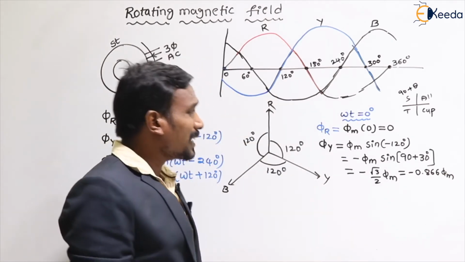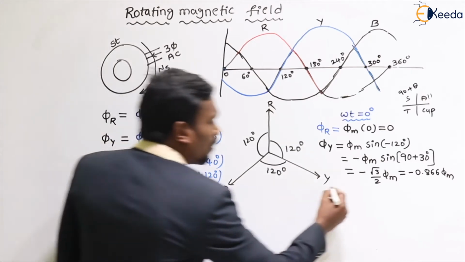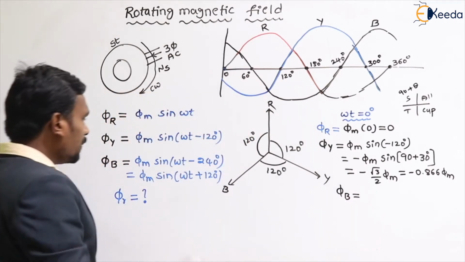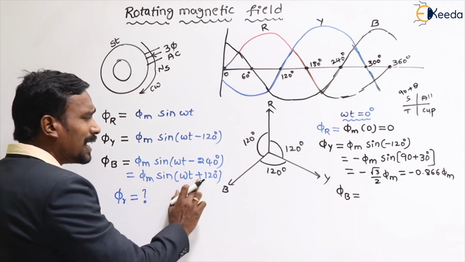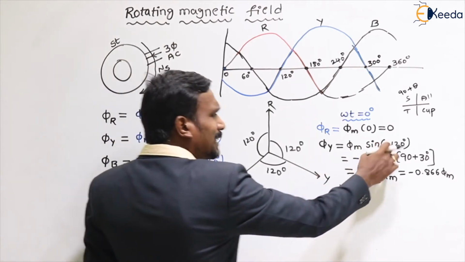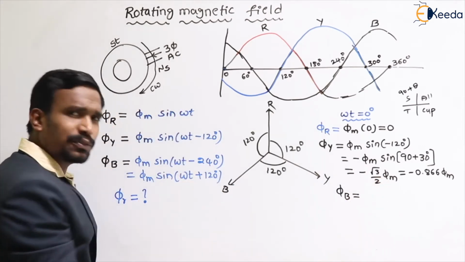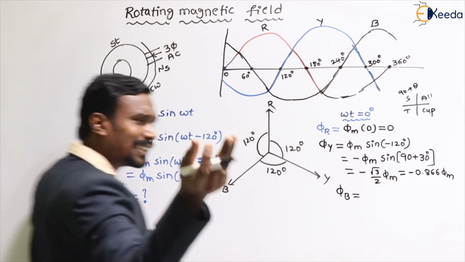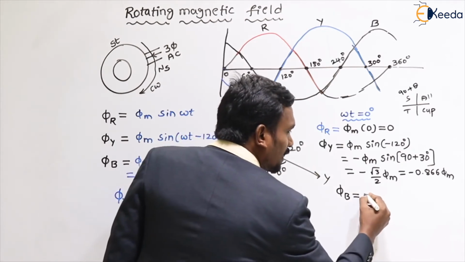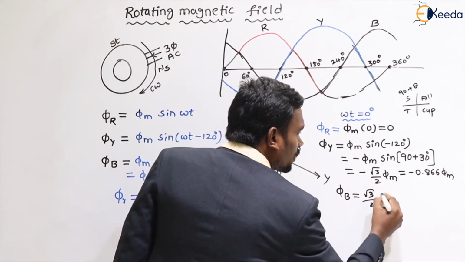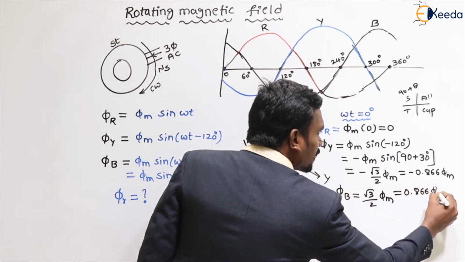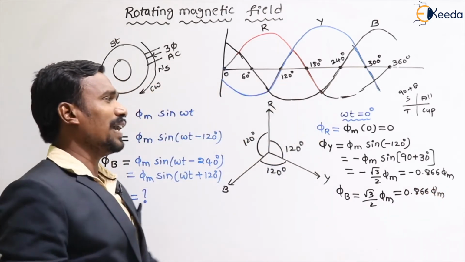Next, can you calculate for the B phase? Phi B is equal to phi m into sine of omega t plus 120. If it is minus 120, this is the value. If it is plus 120, you will know the answer. Tell me, guys. Exactly, catch my point. So plus root 3 by 2 into phi m, which is nothing but 0.866 times phi m. This is my B phase.